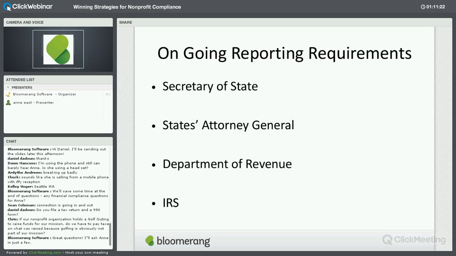On the current 990, it will ask you, do you have a conflict of interest policy? They'll ask you if you have a whistleblower policy. They'll ask you if you have a document retention and destruction policy. And they'll ask you if you have a joint venture policy. So these are all things now that the IRS requires that nonprofits have. And a lot of it you can go straight to.